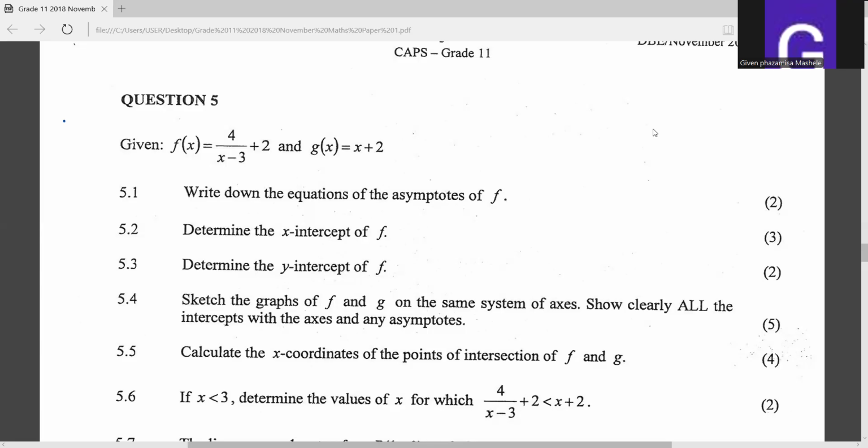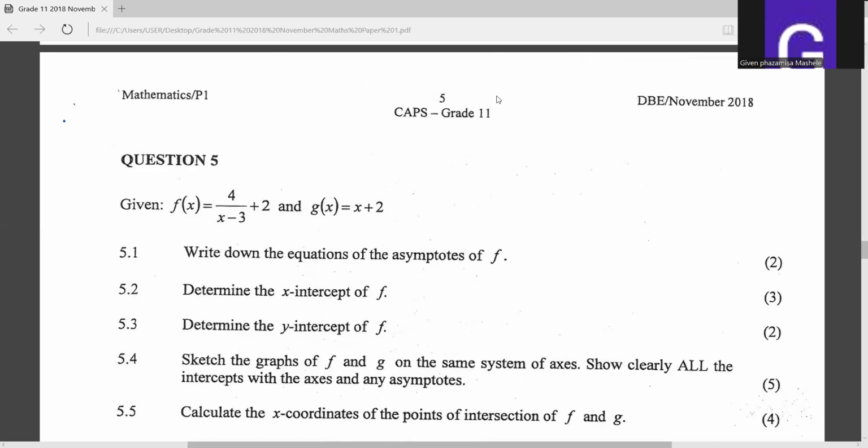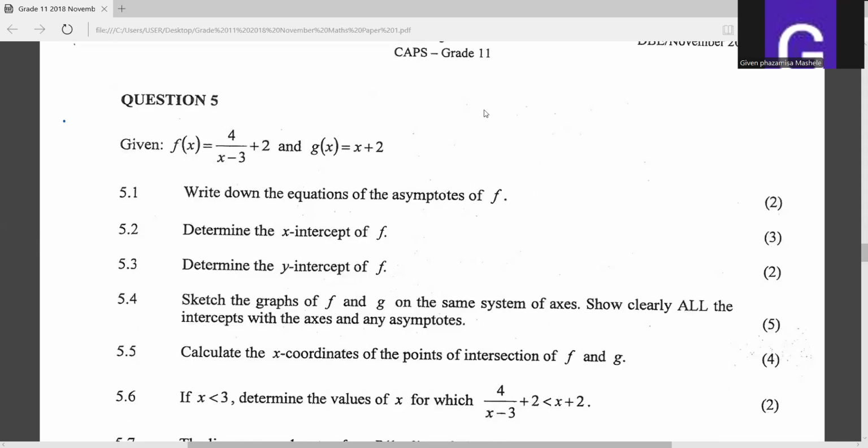Okay, let's now start with question 5 for 25th, 18 November, paper 1. Question 12, we're given f of x equals 4 over x minus 3 plus 2. Obviously, this is a hyperbola. So we're given a hyperbola, and g of x equals x plus 2. This is a linear graph, I'm saying a linear function on a straight line.